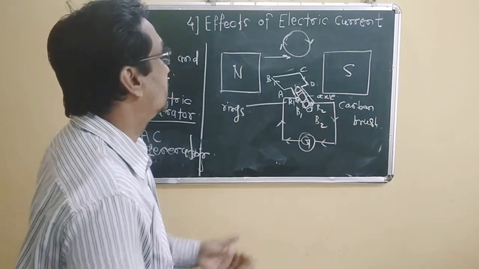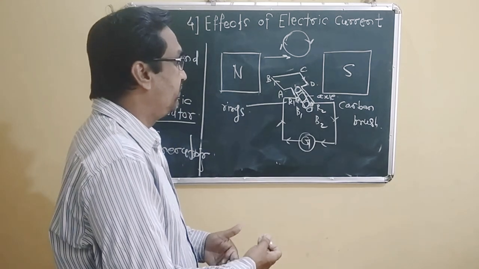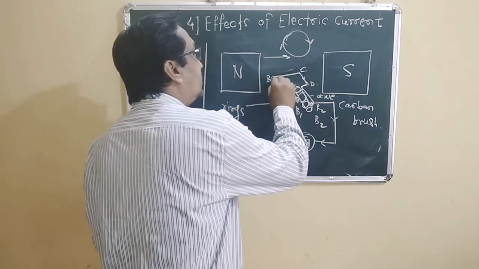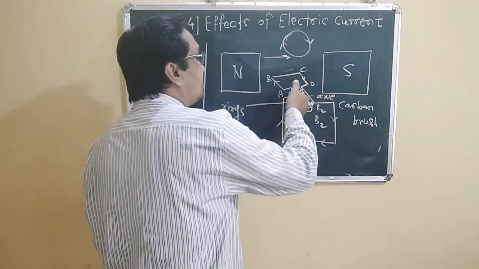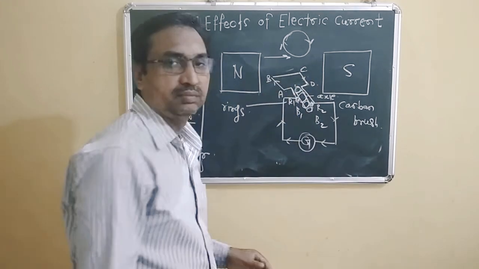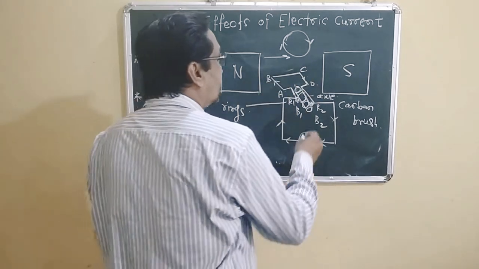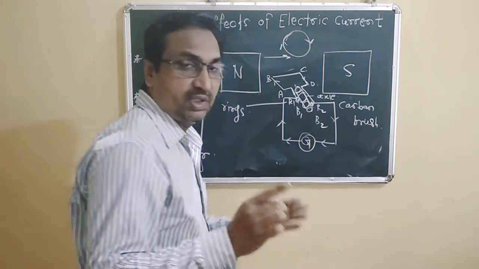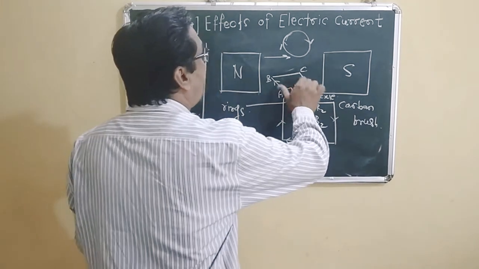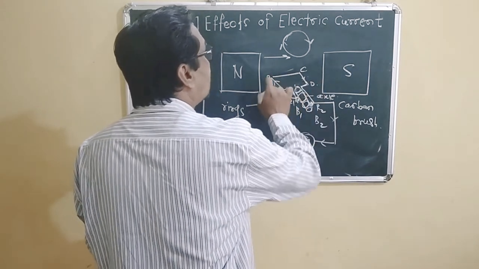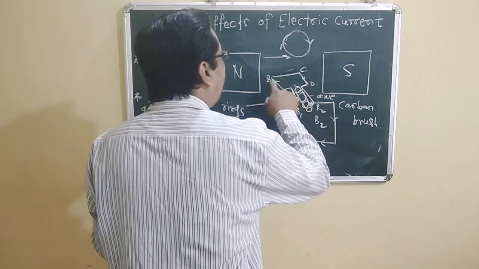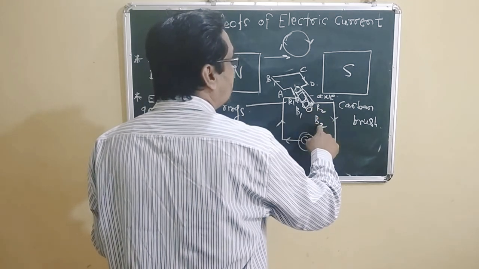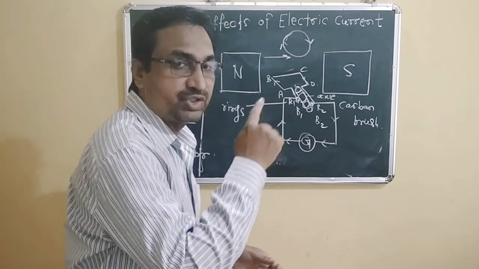Every half rotation, side AB is displaced by side BC. In the first half rotation, the electric current is flowing from B to A. After that, when side CD comes here, the direction of current is A, B, C, D. That means current is flowing from brush B2 to B1 in the external circuit.